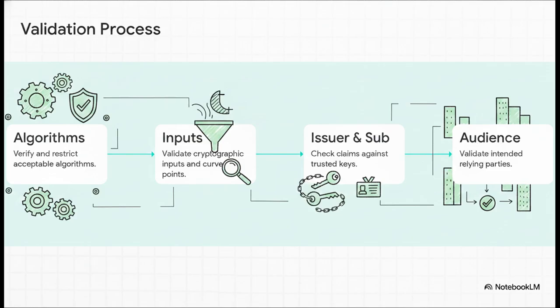You have to implement this strict four-step validation process. First, ensure your library only ever uses acceptable, cryptographically current algorithms. Reject everything else. Second, validate your inputs, especially things like elliptic curve points, to prevent attackers from recovering your private keys. Third, strictly check the issuer and subject claims so you know the keys actually belong to a trusted source. And fourth, if your token can be used by multiple parties, you must validate the audience claim. A token intended for App A should never ever be accepted by App B.